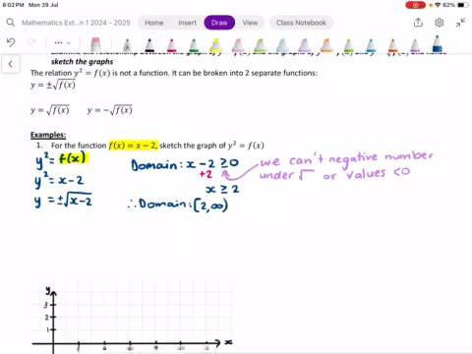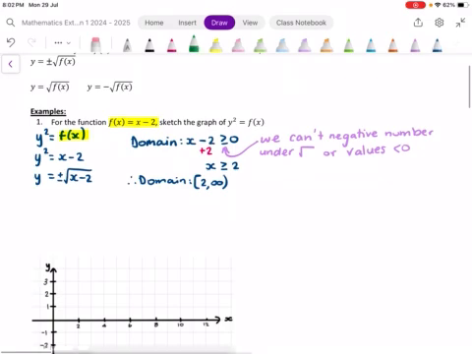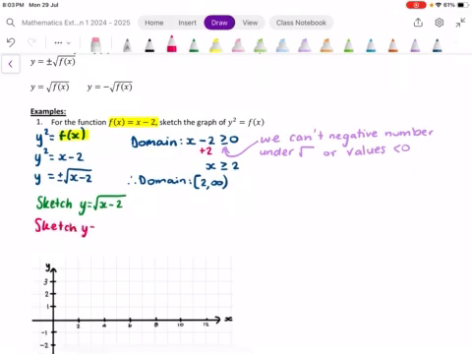So now we are going to sketch both our functions, our positive version and our negative version. In one color, we are going to sketch y equals the positive square root of x minus 2. And in a different color, we are going to sketch y equals negative the square root of x minus 2.